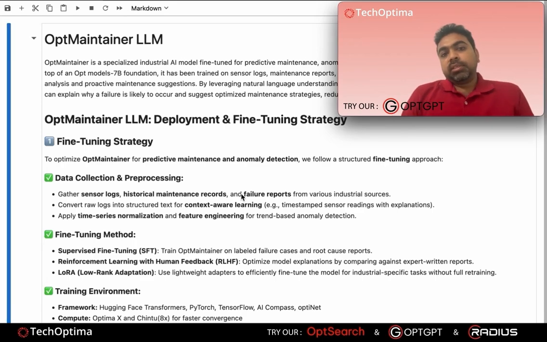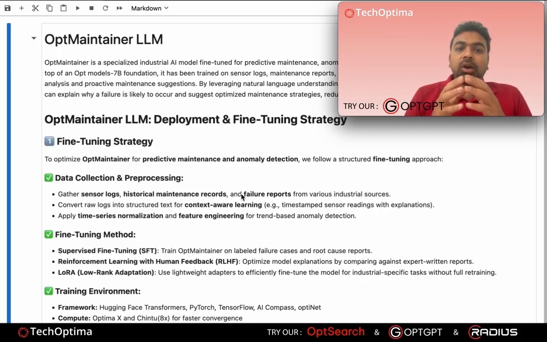Yeah, today we present a new model which is known as OptMaintainer. This is a fine-tuned model of the Opt family which we have at Tech Optima, and OptGPT, which is a generative AI platform, privatized for an individual as well as for enterprises.